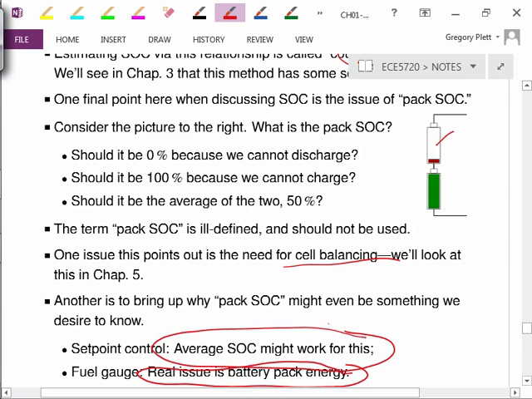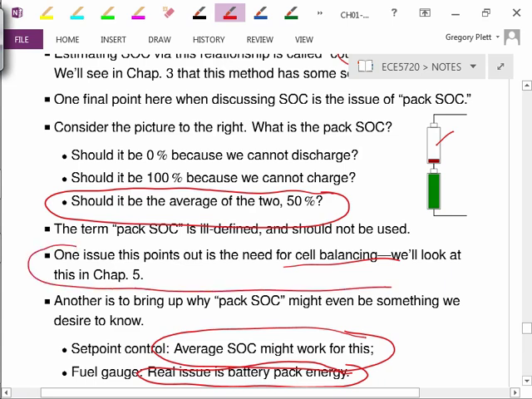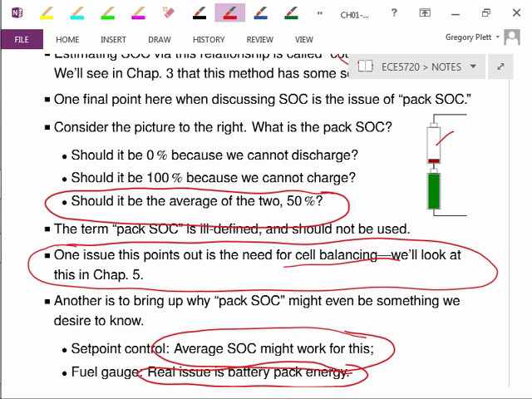I would not call it pack SOC. I might call it pack average SOC. This definition might work, but it would really only work well as long as you are also balancing all of the cells on your battery pack pretty well at the same time. And of course, in implementations, people do that. They balance very well, but I still get upset when they talk about pack SOC. We'll look at this more in Chapter 3, where we look at state of charge estimation of battery cells.